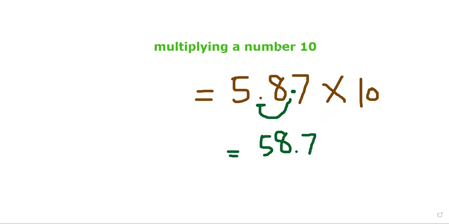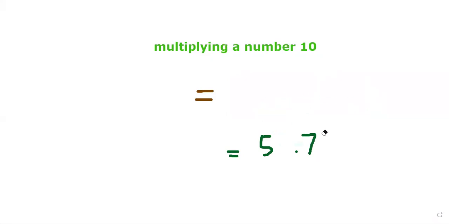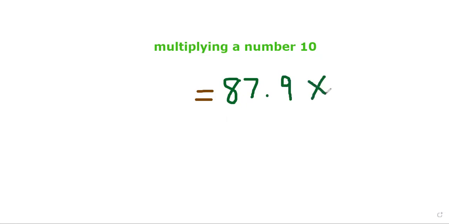Okay, let's see some more examples as well. Let's say we have 87.9 and you just want to multiply that number with 10. So you have to use the same method, just move the decimal one place to the right side. So now our decimal will be here.